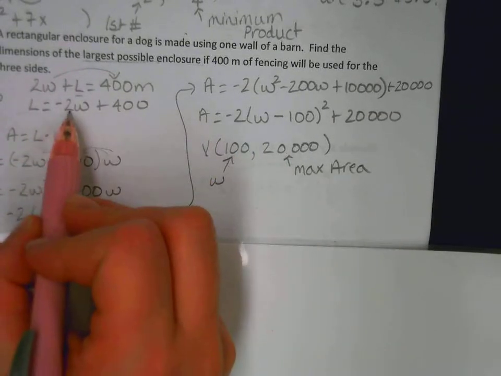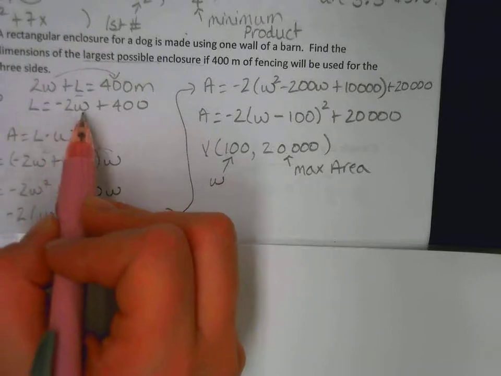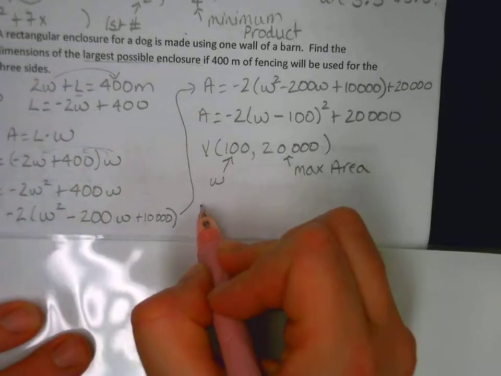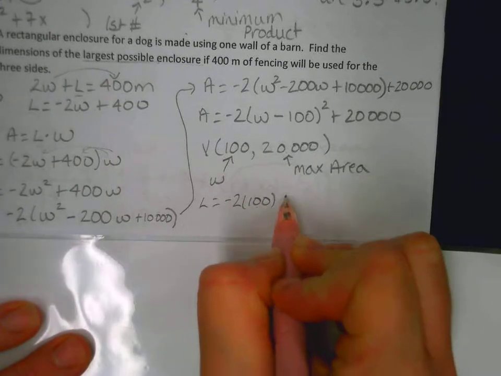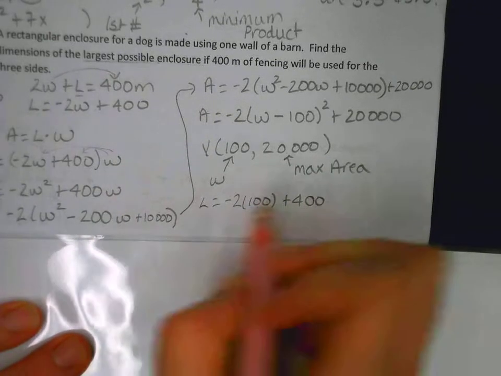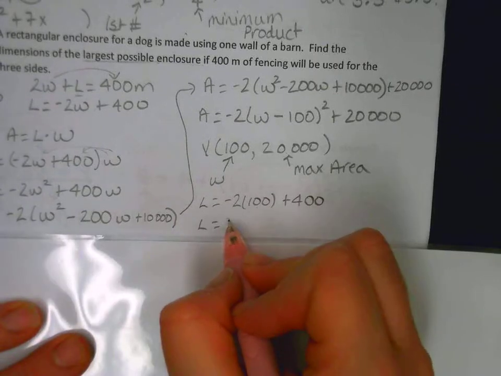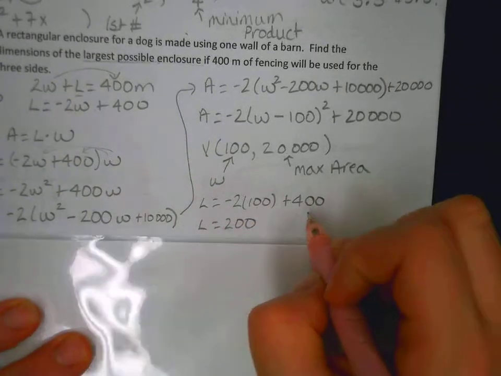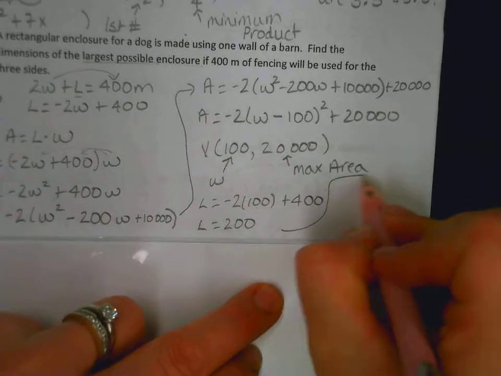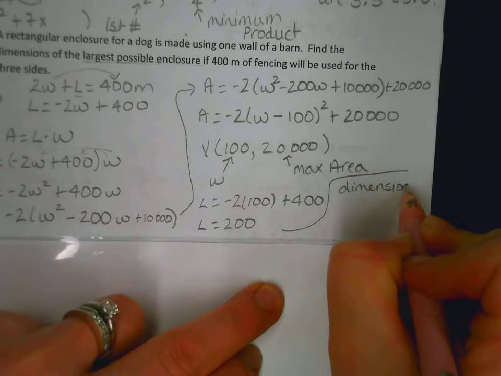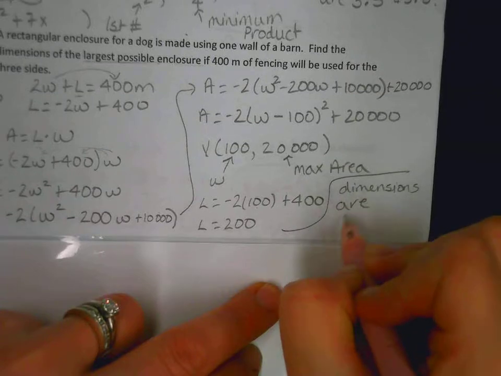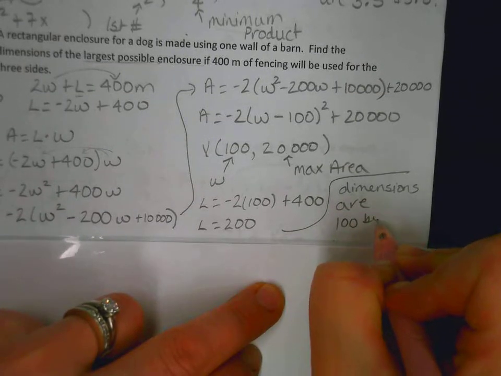The length of my pen would be negative 2 times 100 plus 400. So the length would have to be 200. So the dimensions are 100 by 200.